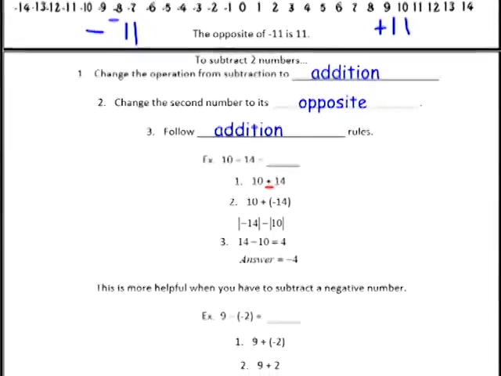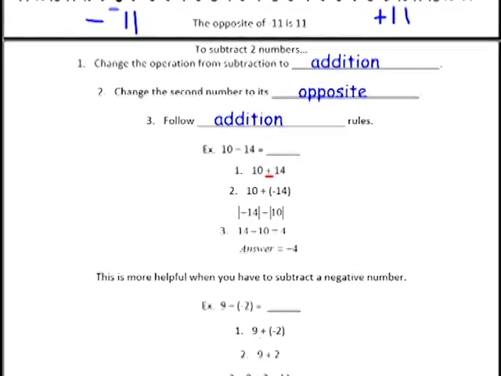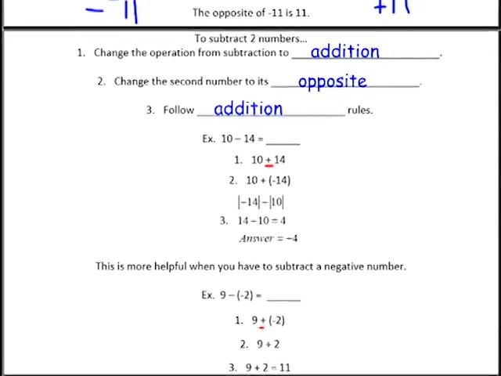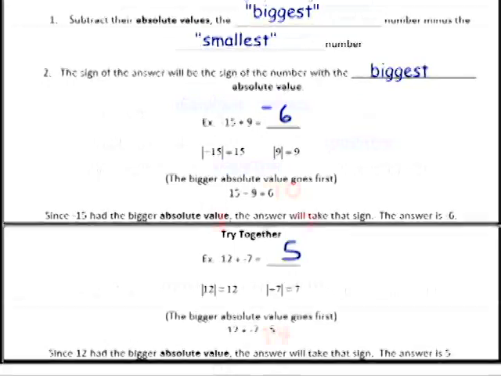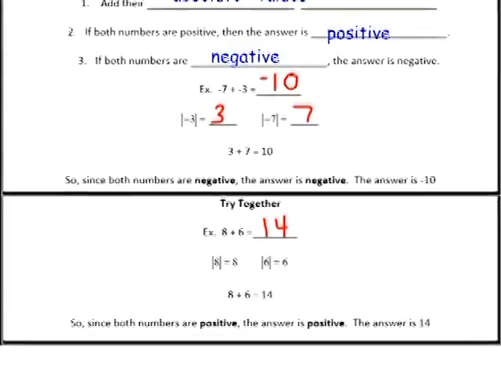9 minus negative 2. Change the operation. Change the sign. 9 plus 2 is 11. Remember, our rule is if they're both positive when I'm adding, the answer is positive.